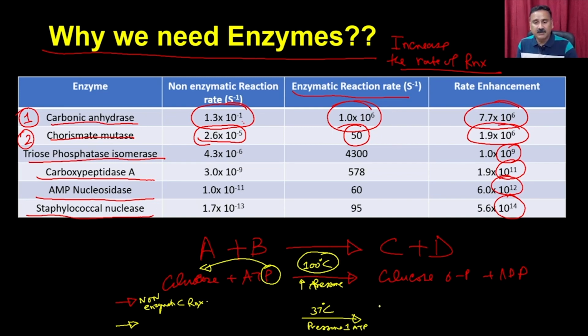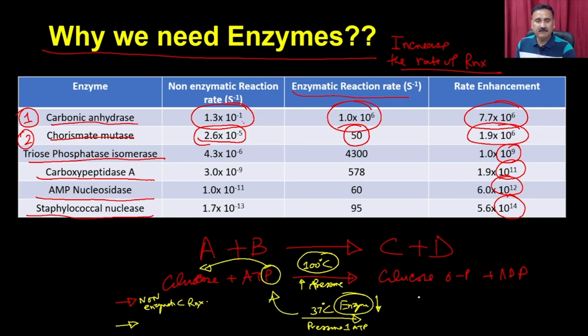So what is the solution? You can add the enzyme. And what the enzyme is going to do, we have already discussed, right? It is going to lower the activation energy, and because of that you don't have to have a very high temperature. You can work with the normal temperature, and that's how it is going to catalyze these reactions.